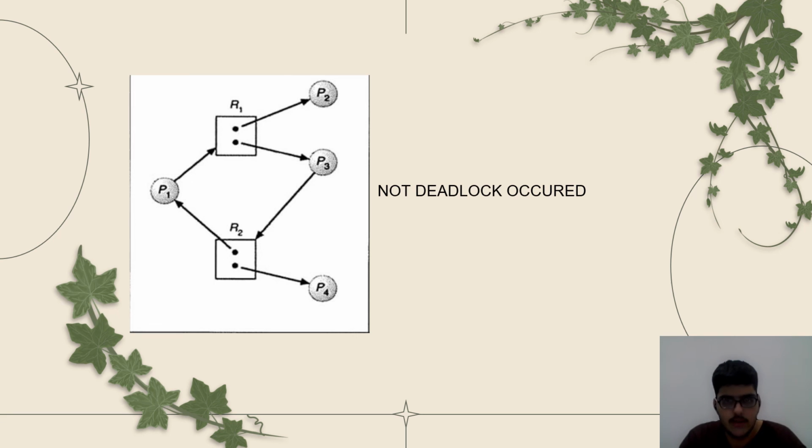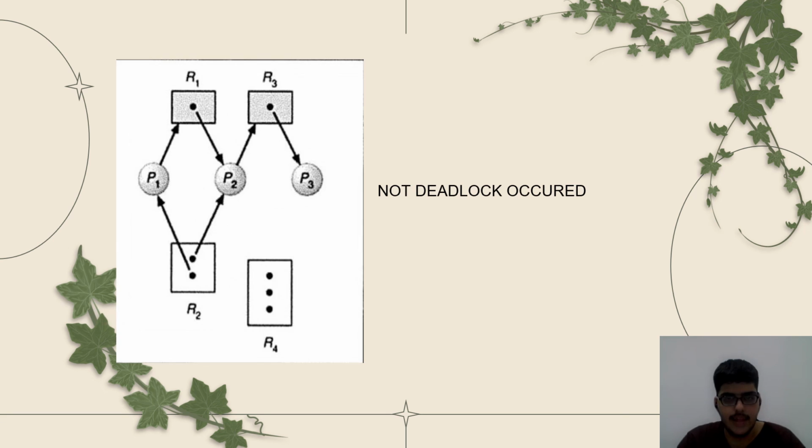For the second one, there is no deadlock, because they have different process times. For the third table, deadlock does not occur.